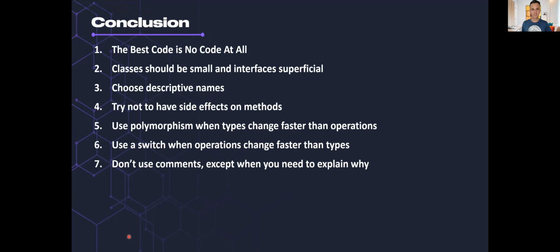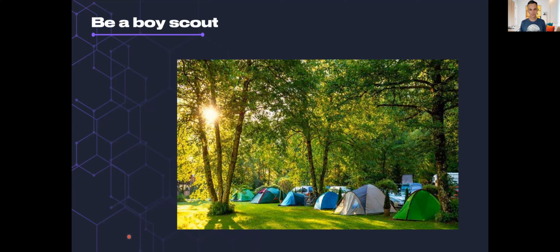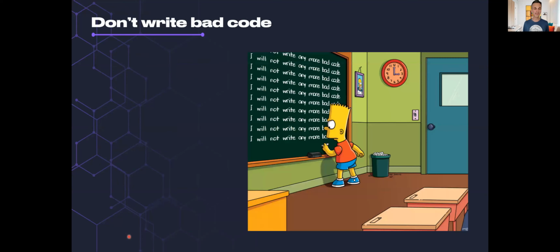Don't use comments except when you need to explain why. Write tests to cover all significant cases. Use exceptions instead of error codes, and be consistent with naming. And of course, avoid negative conditions. And don't forget to be a good Boy Scout. Always leave the ground cleaner than you found it. And of course, try not to write bad code anymore from today.